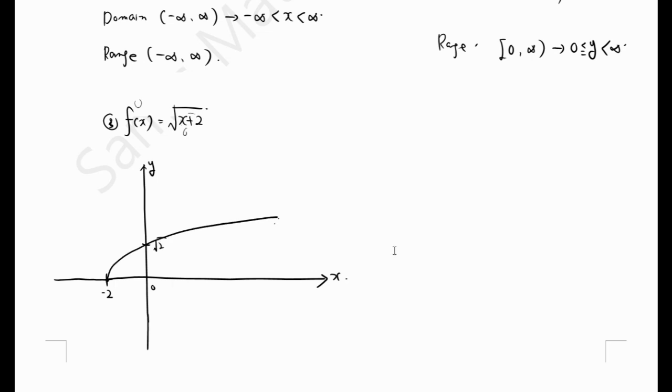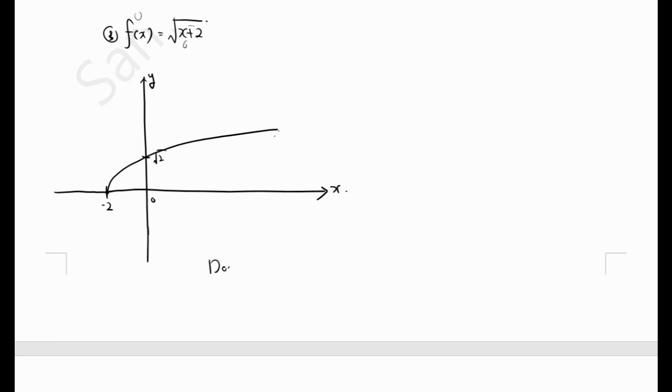This is the graph. The domain is greater than minus 2, so this is minus 2 to infinity. And the range is 0 to infinity. This is the domain and range.